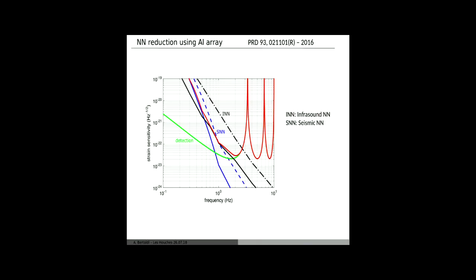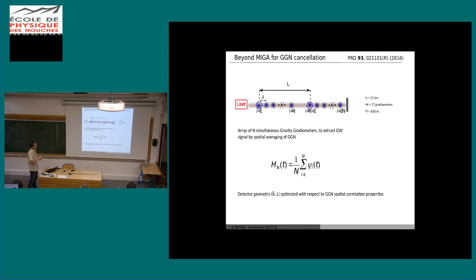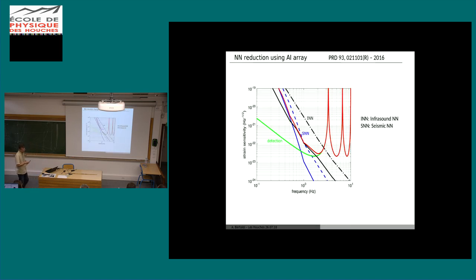What we demonstrated in this article is that we considered noise models found in the literature, for the infrasound noise in black and for seismic noise in blue, the dashed dotted lines, and we applied this kind of array of gravity gradiometers. We can mitigate the effect of gravity gradient noise by a factor of about 10 in the interesting bandwidth that is around 1 Hz.